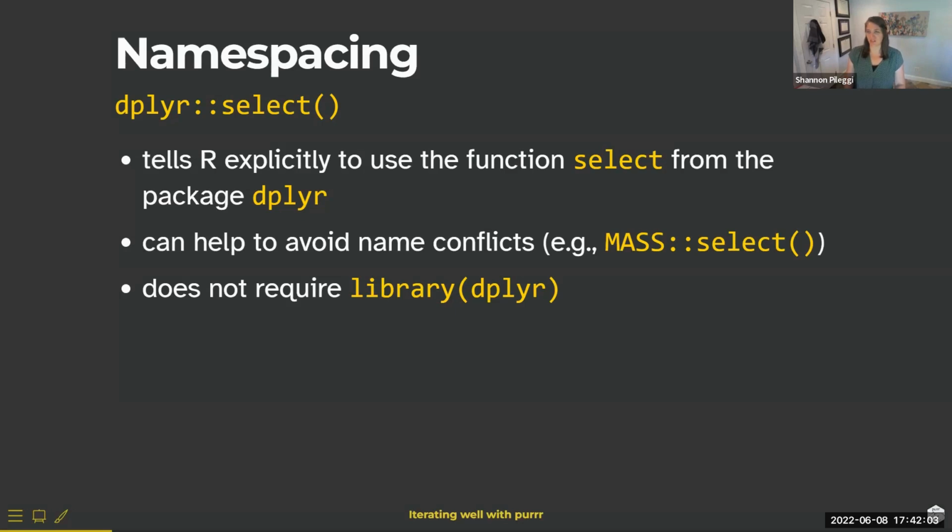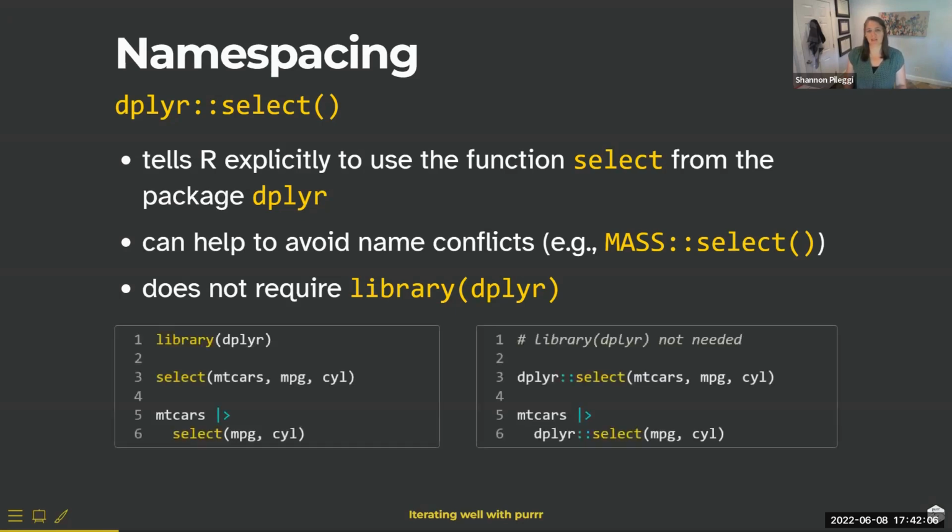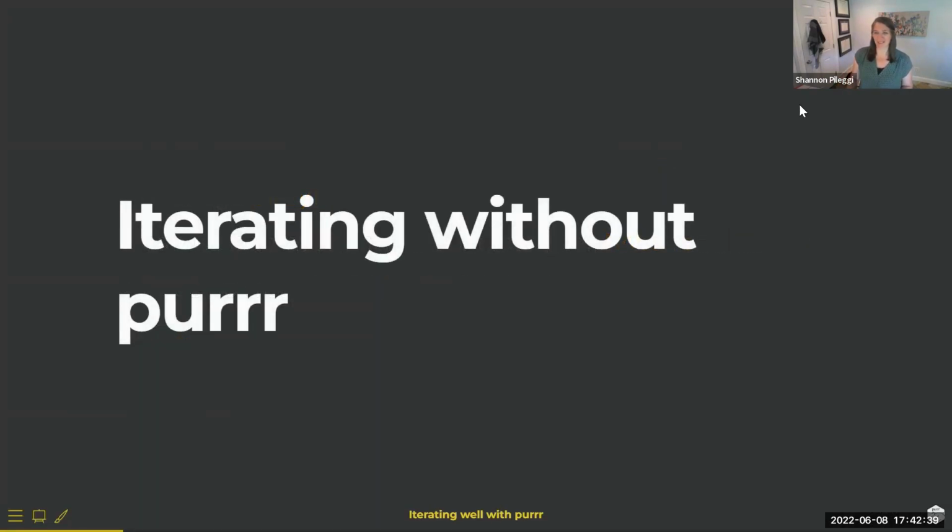For example, there's a select function in the math package. And it doesn't require you to attach the package in advance. So these two sections of code are equivalent: library dplyr, select mtcars, mpg, and cylinder. Or equivalently, you can namespace it on the right-hand side, but without having to attach the package with library, and then you're being explicit about which select function you're using. So we're going to be using the pipe operator and probably some namespacing as well. So let's get into the main content.